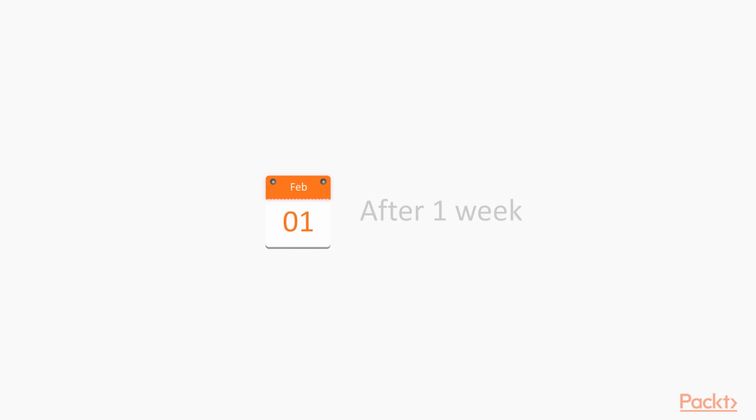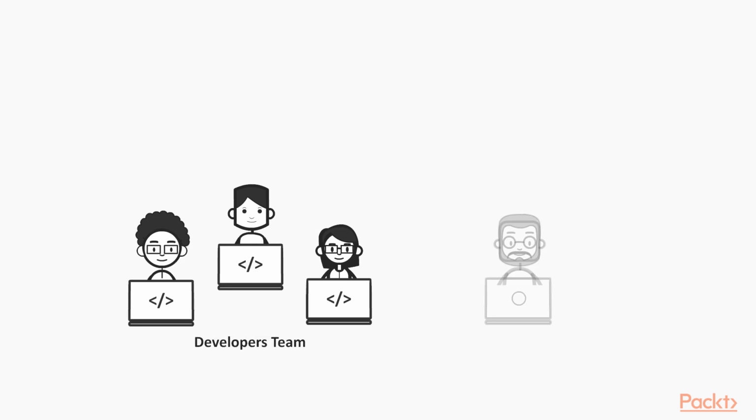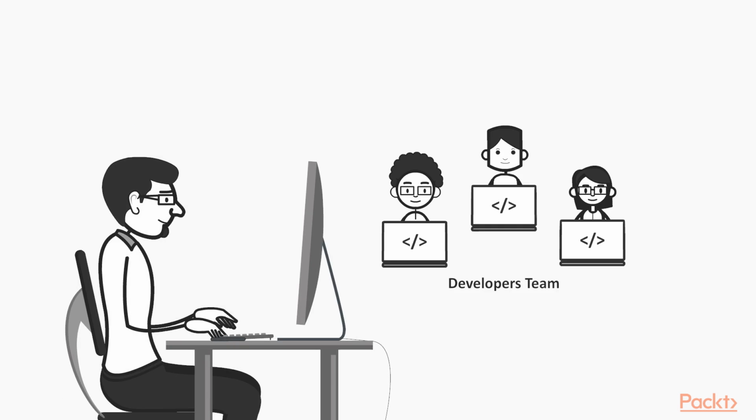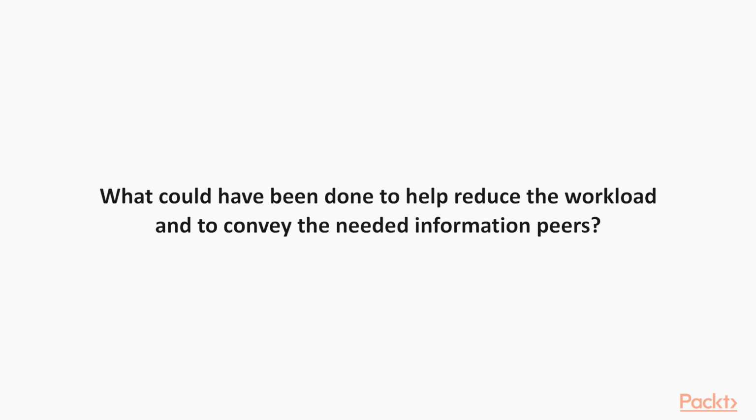Then later in the week, the development team needs more changes, but you are off that day. They want to try and use the updated configuration again, but they only know that port 5984 needs to be open and that Node 8.2 should be installed. Your associate is tasked with making the changes in your absence. The associate is willing, but has no idea what other configuration changes were needed to make those changes work. This is a contrived example, but similar issues happen often. What could have been done to help reduce the workload and to convey the needed information to peers?